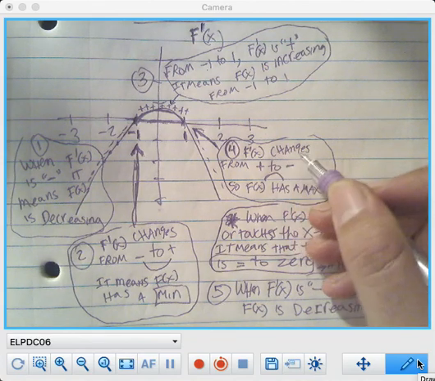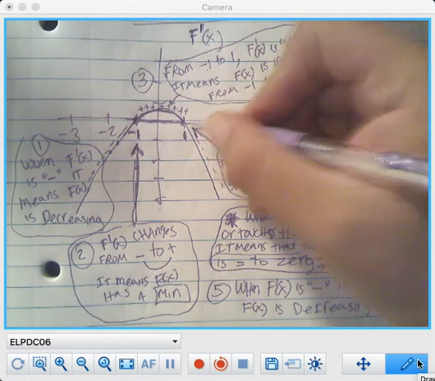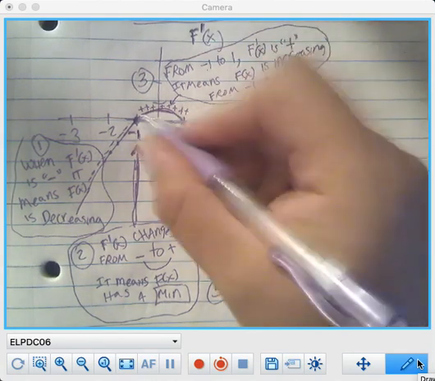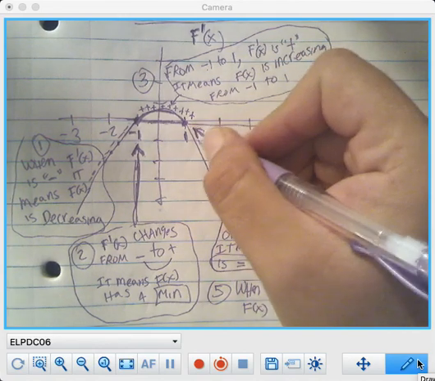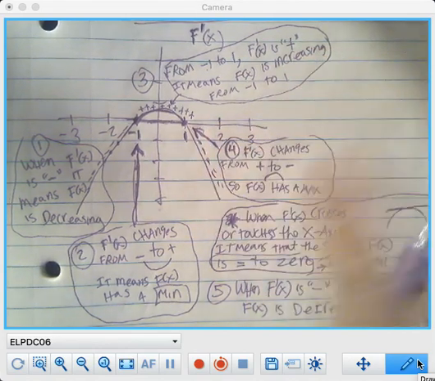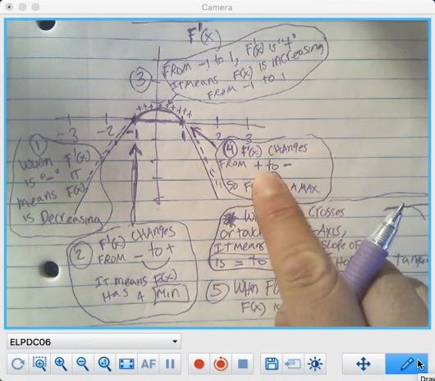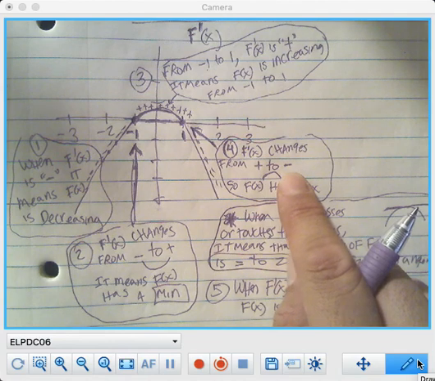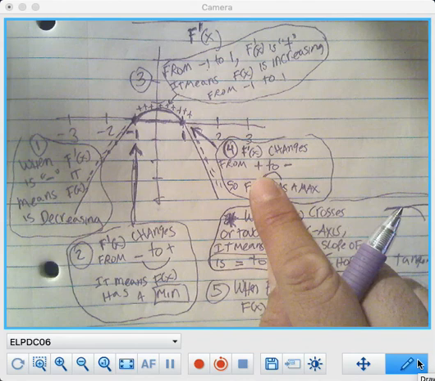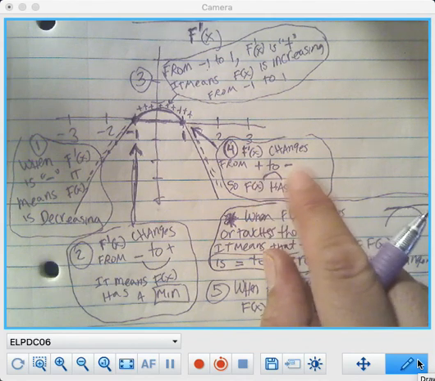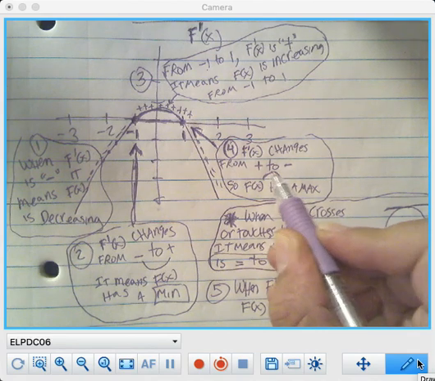So f prime of x changes from positive to negative, and I put the arrow right here where it happens. Remember, this is positive, positive, then you hit 0, and then what happens? It becomes negative again. So it changes from positive to negative. As you remember from one of our lessons, when the derivative changes from positive to negative, or increasing to decreasing, that means your function has a max right here.